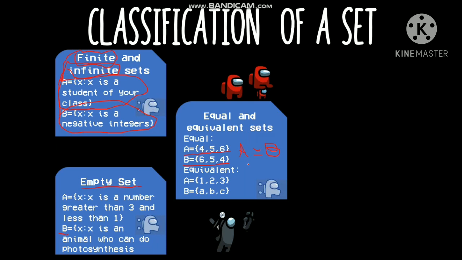And then let's move to the example of equivalent set. The elements in set A are 1, 2, 3, and the elements of this set are A, B, C. It's totally different, right? But they have the same number of elements. So we can write A is equivalent to B.